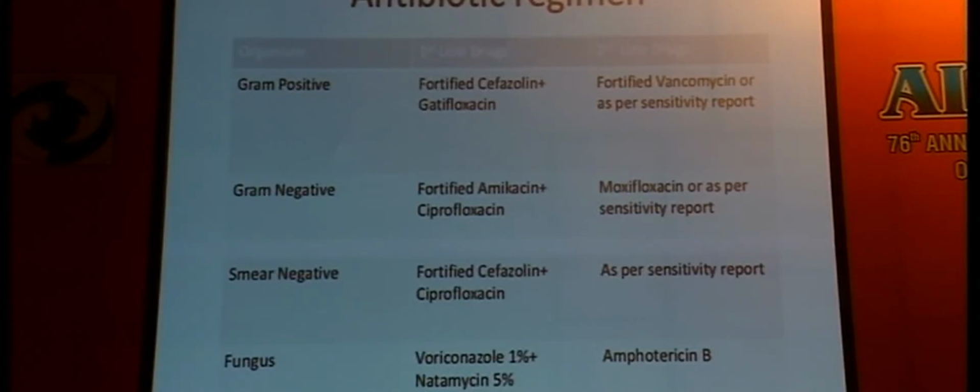So this is the antibiotic regimen that we usually use. This is for first-line therapy, which is empirical, and as and when you have your sensitivity report, this is how we manage our patients. So this is for smear negative cases. Again, we start them on cefazolin and ciprofloxacin. For fungus, we usually give a combination of voriconazole and natamycin, and for candida infections, we add amphotericin B instead of natamycin.